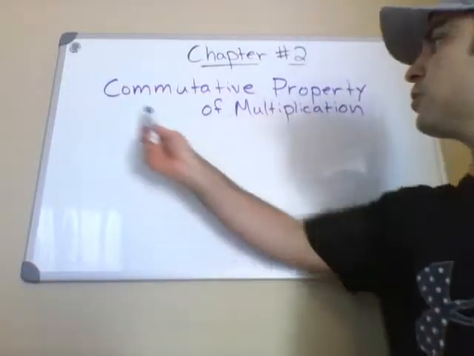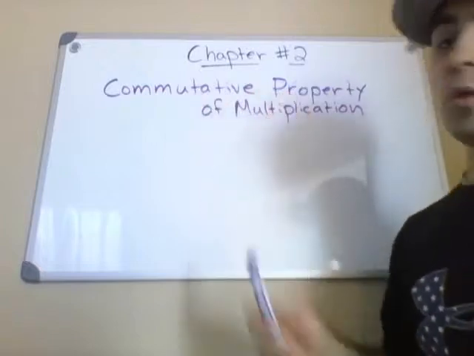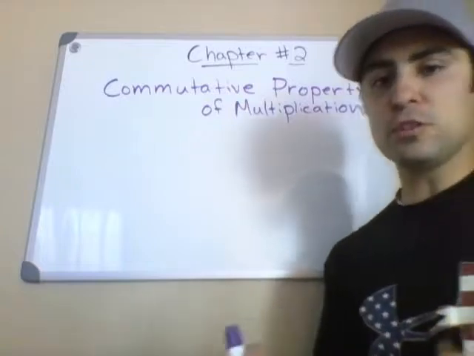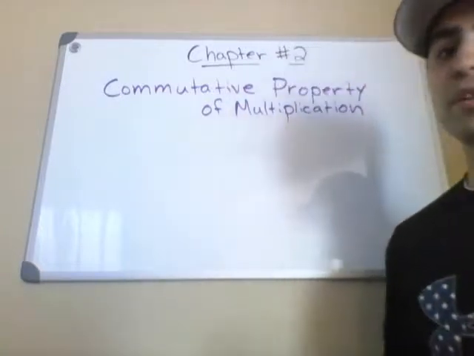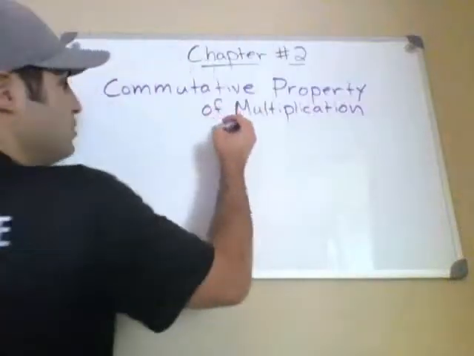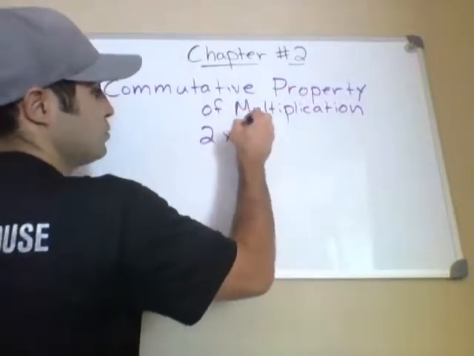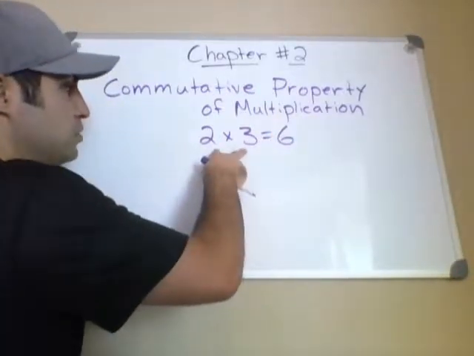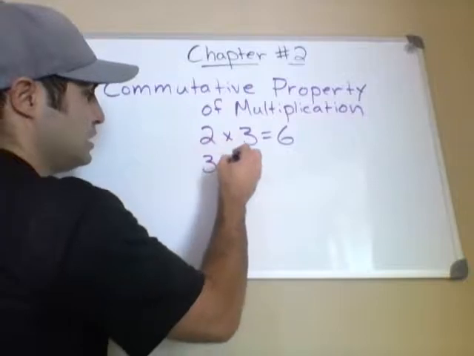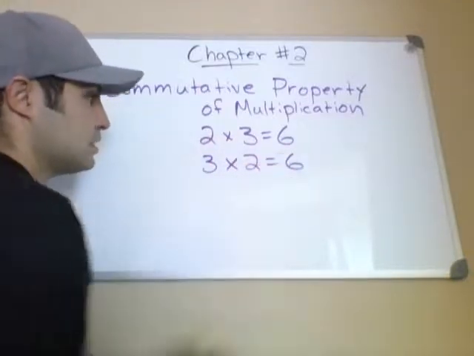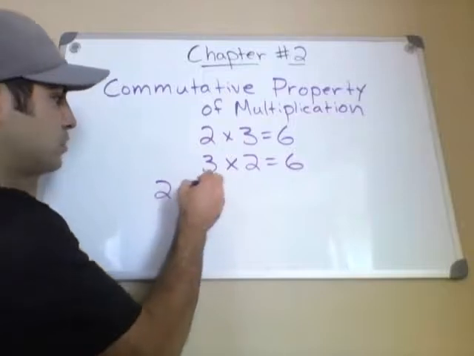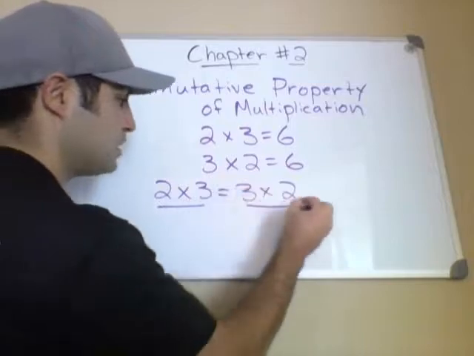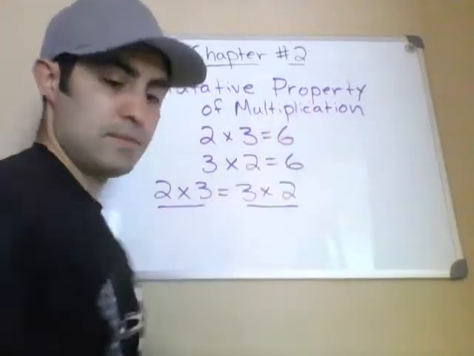Alright, so we have a term here, commutative property of multiplication. That's kind of like the commutative property of addition. Remember, in addition, 2 plus 3 equals 3 plus 2. Well, this is the same thing, only it's multiplication. If you take 2 times 3, which equals 6, you can switch these 2 factors around. So that's the same as 3 times 2, which equals 6. So we know that 2 times 3 equals 3 times 2 because both of these problems equal 6.